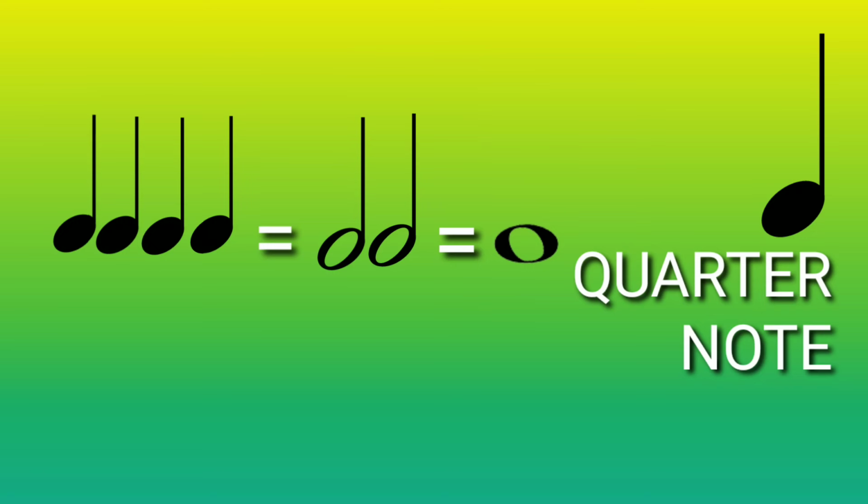Next is the quarter note. 4 quarter notes is equivalent to 2 half notes and equivalent to 1 whole note. Thus, the quarter note receives 1 beat.